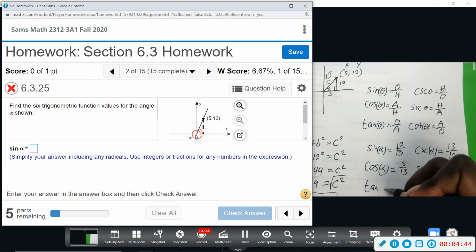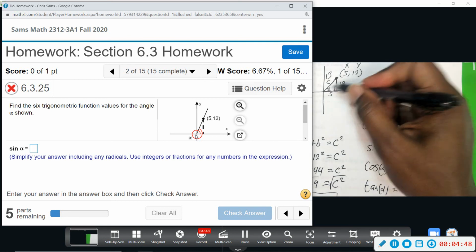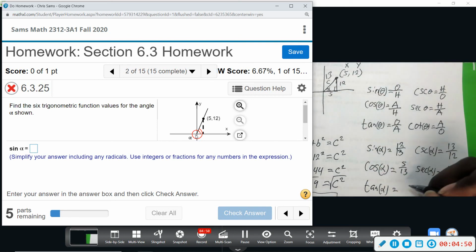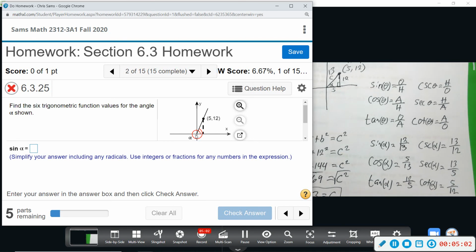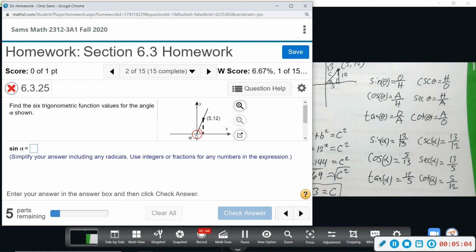Tangent is opposite over adjacent, so opposite is 12 over adjacent is 5. And then cotangent of alpha, we just reverse that, so 5 over 12. That's cutting off at the bottom. All right, so there are our 6 trig functions. That's what we want to put in here.